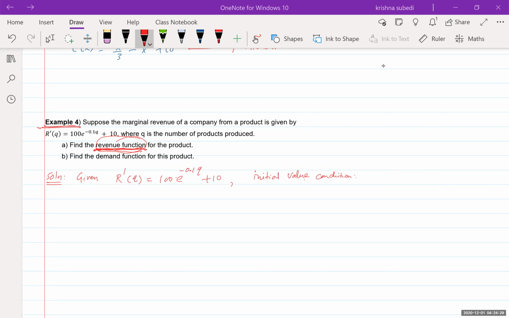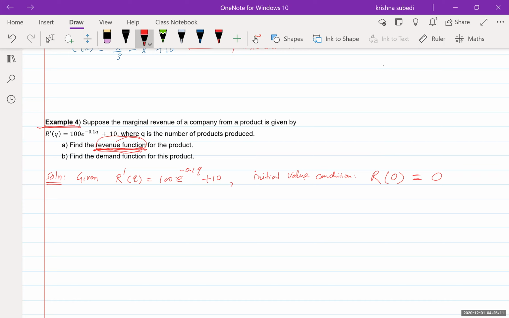Remember, revenue function. So if you sell 0 items, what is your revenue? 0. Yes, right? Even though it doesn't give us the initial value condition clearly, we know using our common sense that if you sell 0 of the item, then your revenue will be 0. So that's what the initial value condition is, using common sense. Common sense is very important in many situations, guys. Okay, so here is the initial value condition. Now you can calculate yourself without any difficulty.